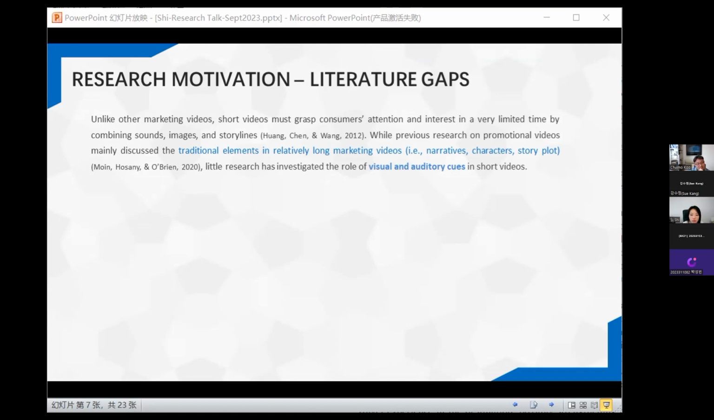In other words, unlike traditional marketing videos, which focus heavily on the characters or the stories, short videos rely heavily on shooting operations. That means filming skills and some key audio-visual elements, such as the thematic design, the camera angle, and the language style they use, in order to achieve the best effects in a very limited time.